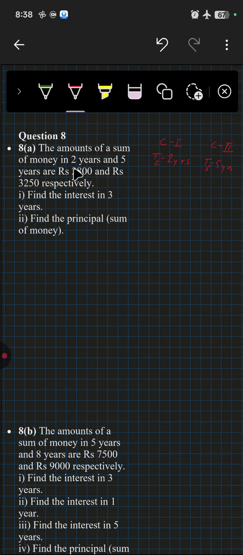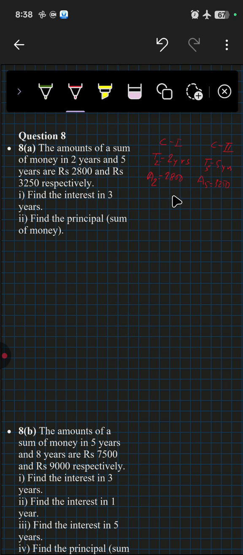Then for the first one, in 2 years the amount has become A2, and I'll write 2800 for that, and the amount in 5 years, A5, will be equal to 3250. So find the interest in 3 years.